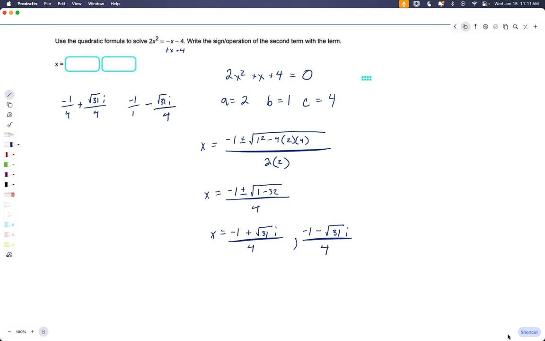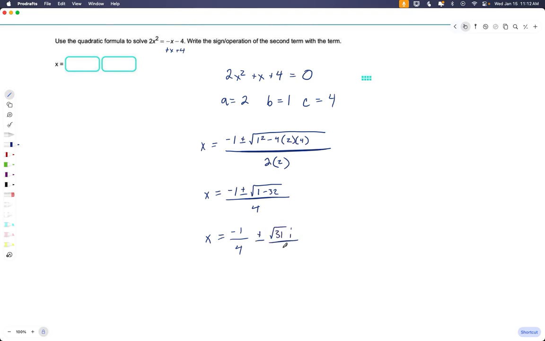Let me double check that. Okay, so the way it wants you to answer is, back up a step. It wants you to answer like this, where x is equal to negative 1 over 4 plus or minus the square root of 31I over 4. So that's what you're going to put in here.